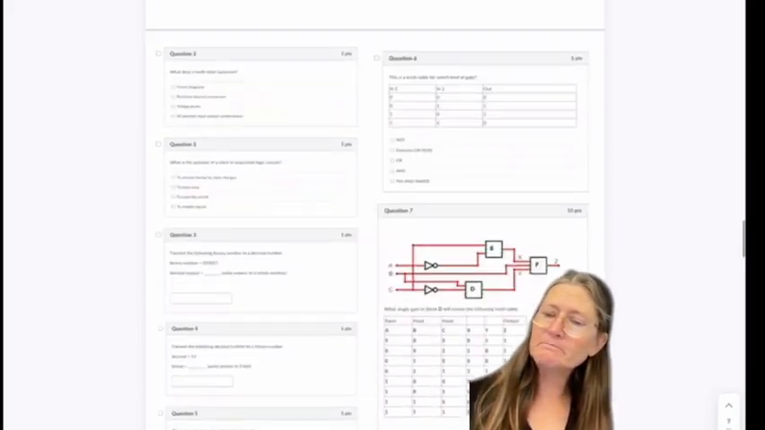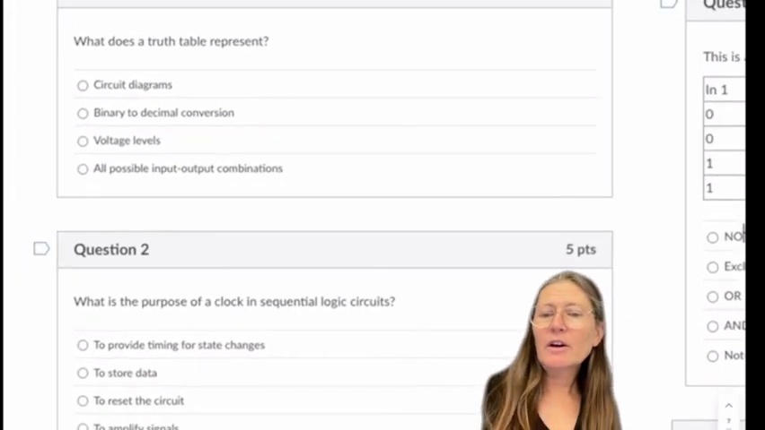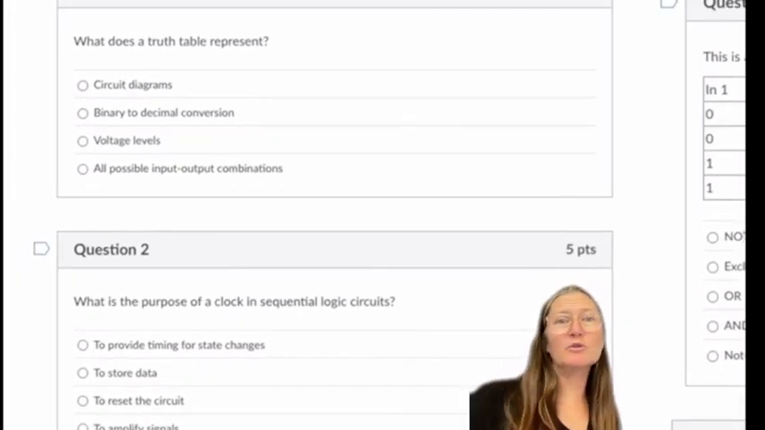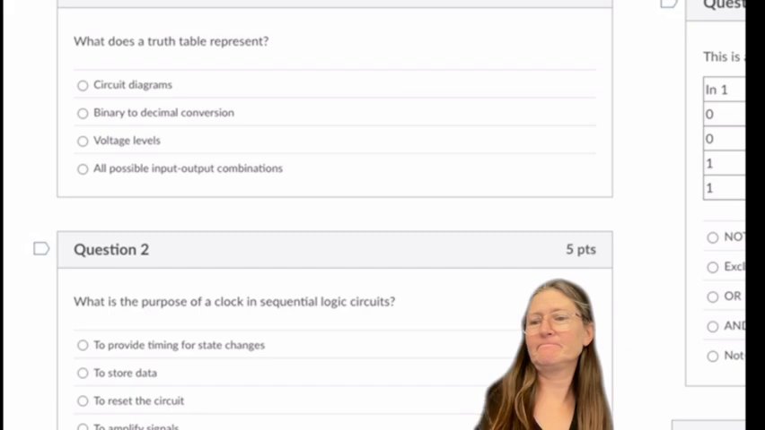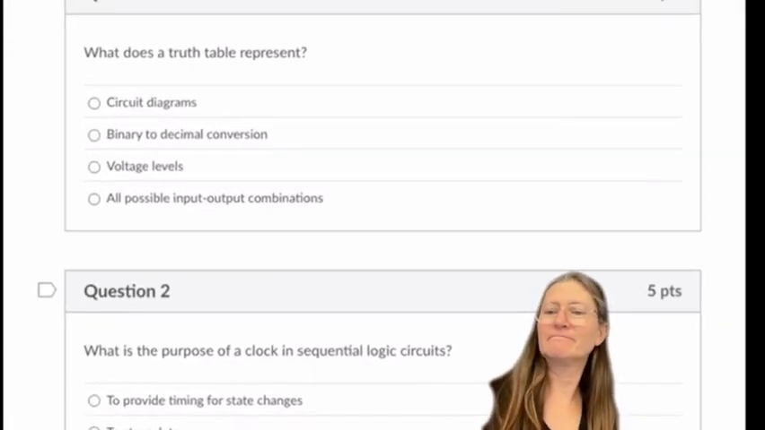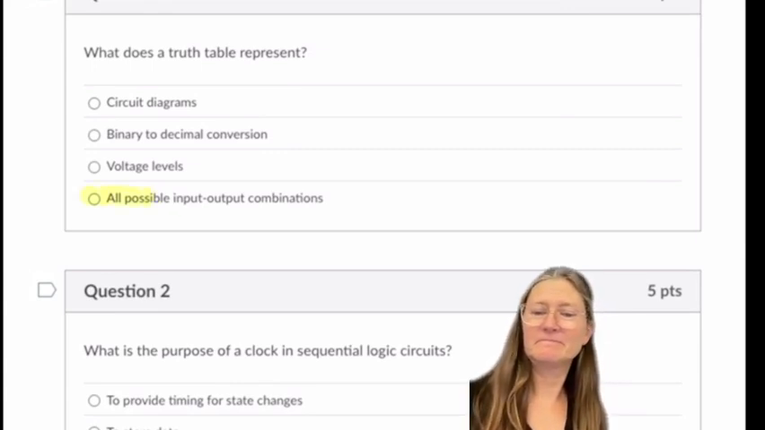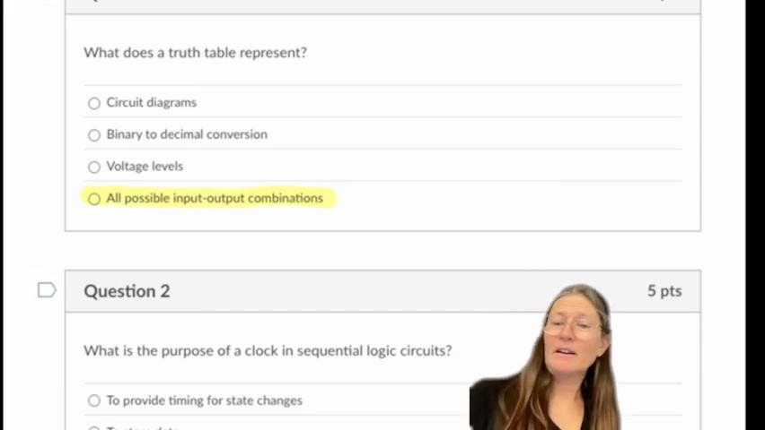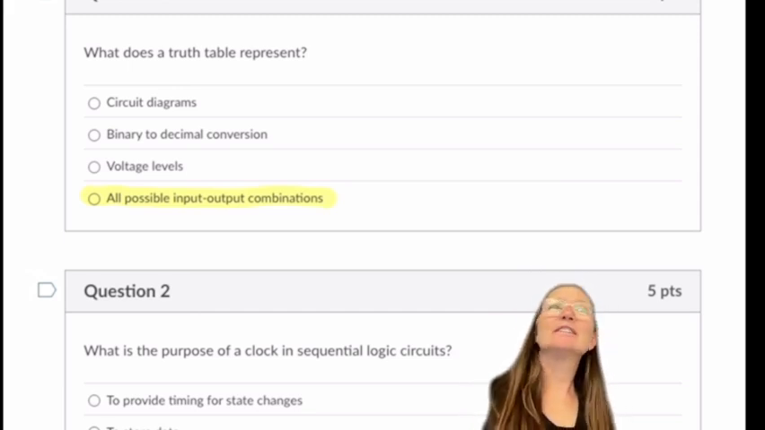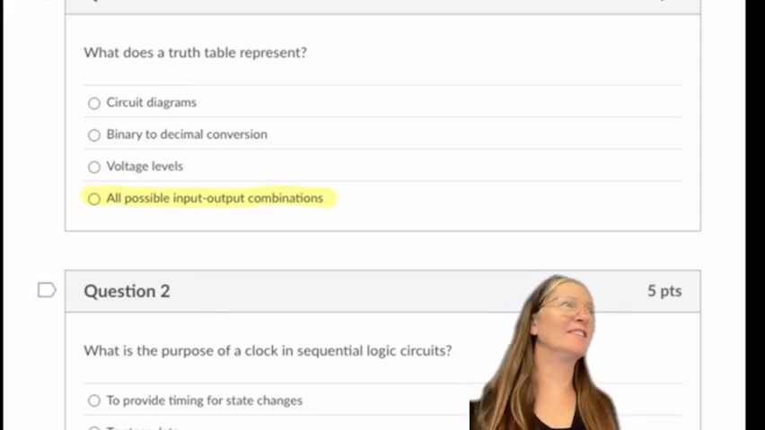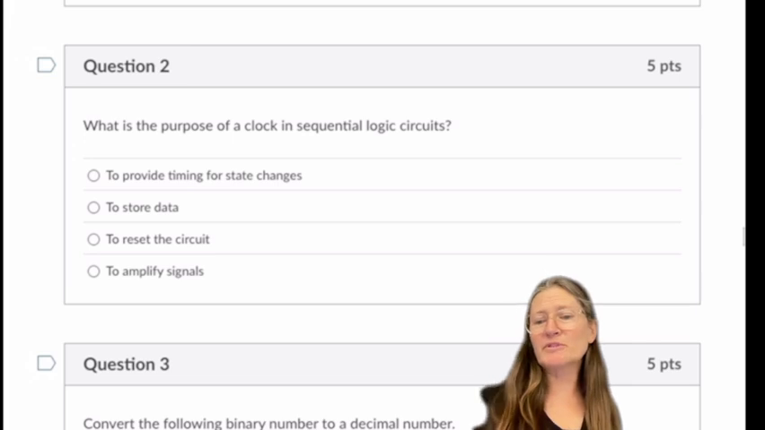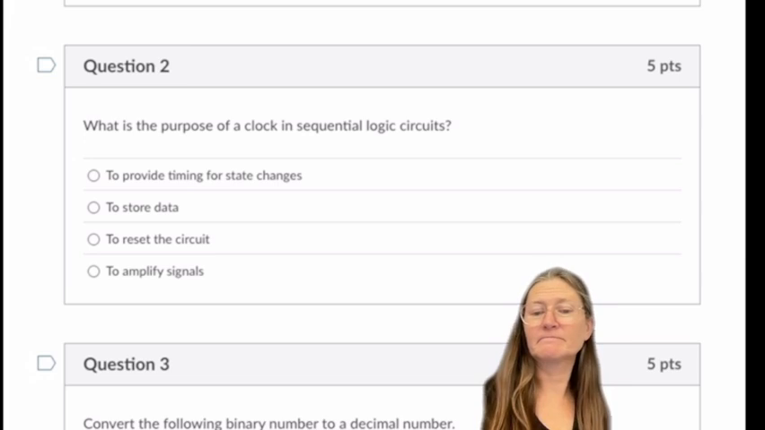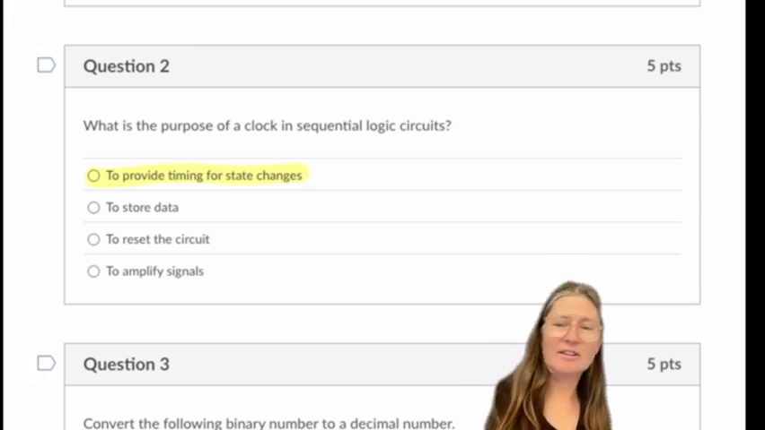Okay, so some other questions. So what does a truth table represent? Okay. All right. So understanding what a truth table is. What is the purpose of a clock in sequential logic circuits? Correct. Okay.